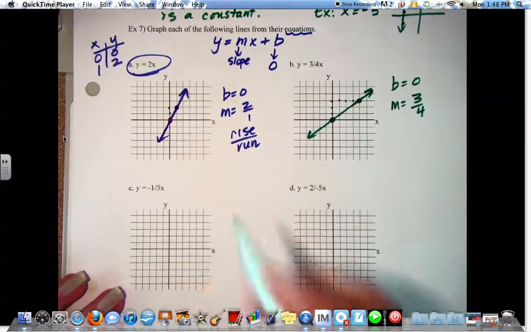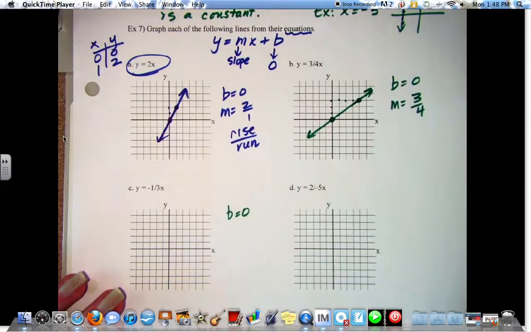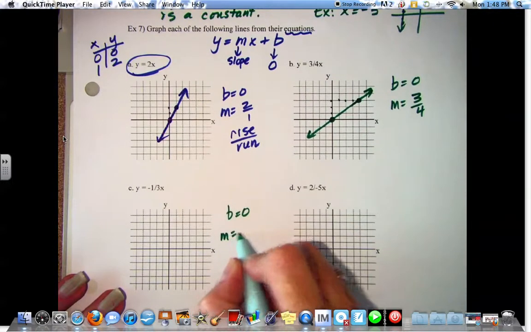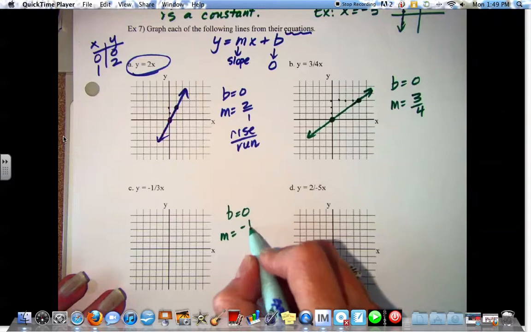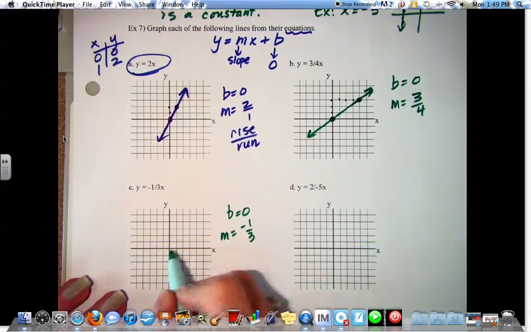Example C, what's my y-intercept? 0. What is my slope? Negative 1/3. So where do I put my first point? At 0, at the origin.